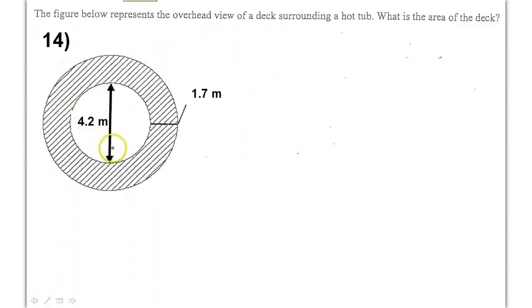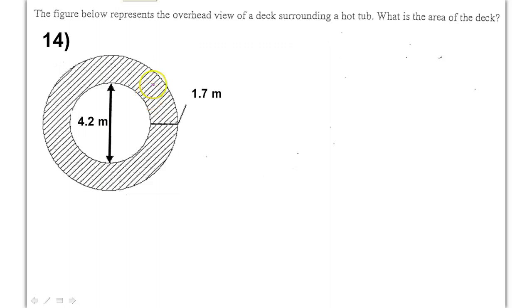Alright, so this is one of those shape inside of a shape problems. They're talking about a deck and whatnot. The deck is the shaded area. So we're supposed to find the area of the shaded region, really.